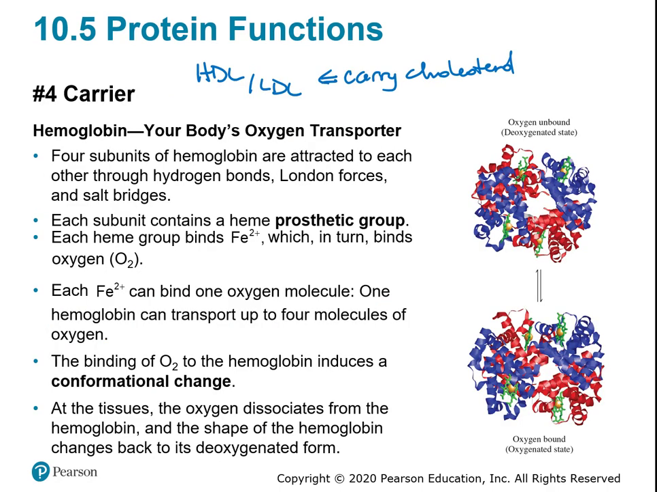Then you can also have the carriers. So carriers have the job of transporting things from one place to another or holding on to those substances. Hemoglobin's a good example. Hemoglobin is the protein in your red blood cells that binds oxygen.